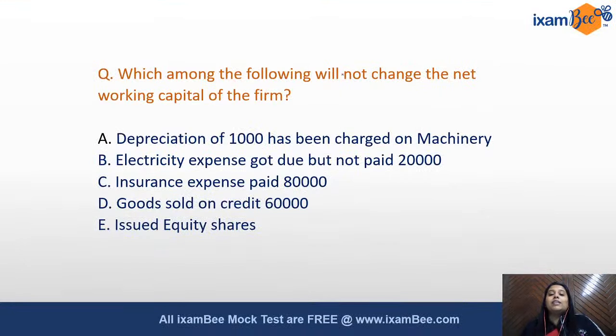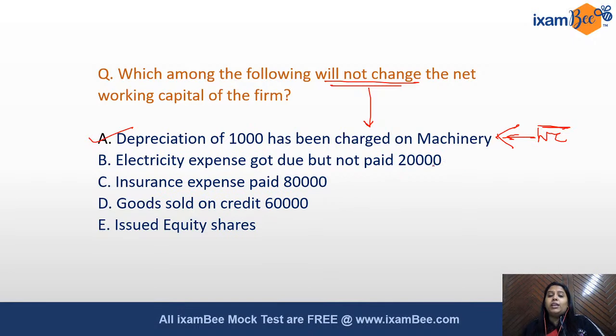Now, the next example is asking which will not change the net working capital of the firm. Depreciation of 1,000 has been charged on the machinery. See, here depreciation is a non-cash expense. It is not relating to any change in the components of working capital. Therefore, working capital is not changing over here. So, A is the correct answer. And let's understand why B, C, D, and E are not the correct answers.